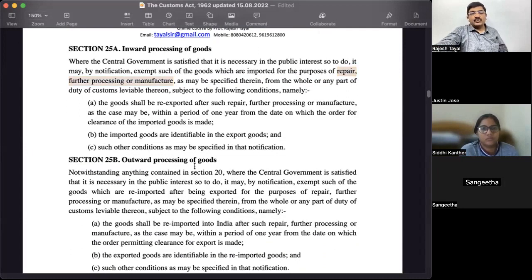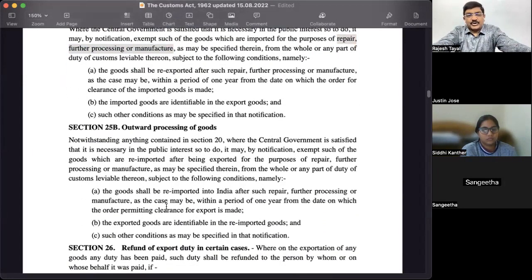Same thing is about the goods sent outside India for repair or processing or manufacture. Those can be brought in. So this is notwithstanding anything in section 20. Section 20 talks about goods being brought back and the import duty payable thereon. Where the central government is satisfied it is necessary in the public interest, it may by notification exempt such goods which are re-imported after being exported for the purpose of repair or further processing or manufacture. So this is the common line between section 25A and 25B.